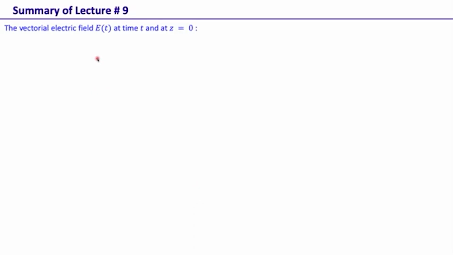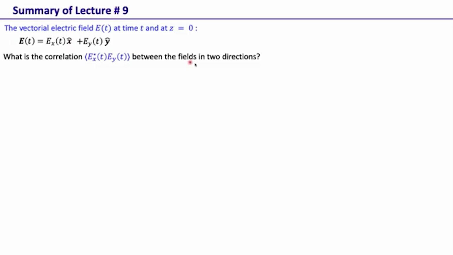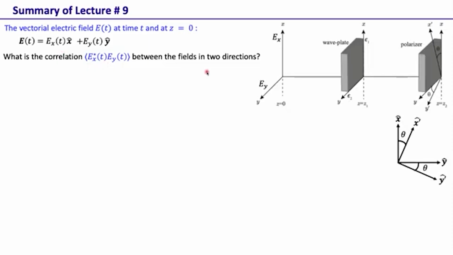A vectorial electric field has two components. These are the polarization components. So the way a vectorial electric field is written is the following: the electric field has an x component and a y component. And then here we ask the question as to how the electric field vibrations in the two different directions are correlated. And the way to answer this question is through this kind of an interferometer.